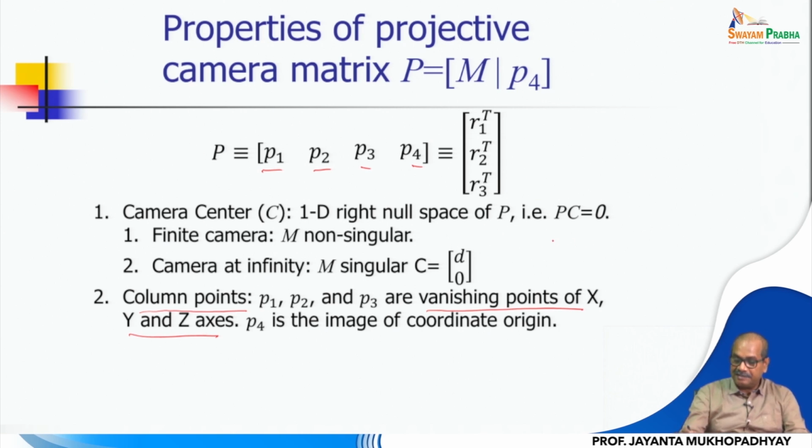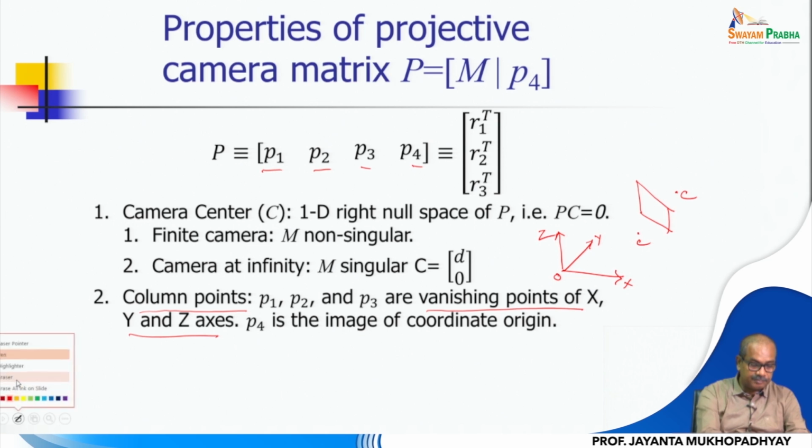So that means that, say, you have the external axis, say this is a world coordinate system, this is your origin, and this is your x axis, y axis, z axis, and say this is your camera, and say this is your center. Let the center be in between.